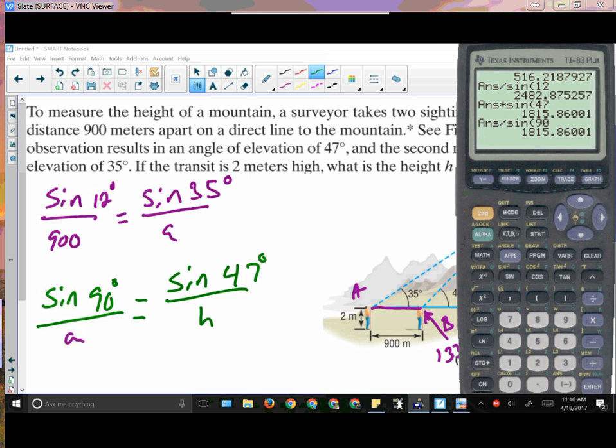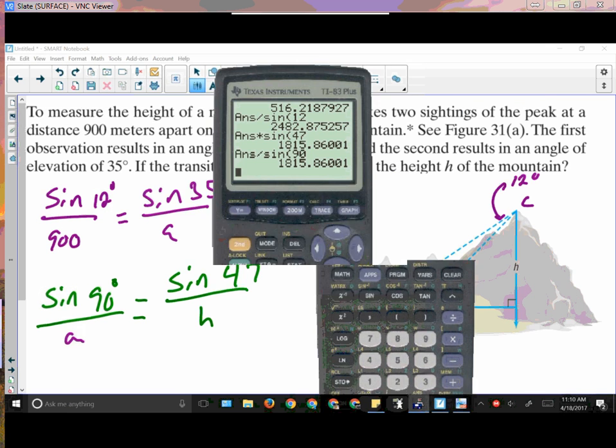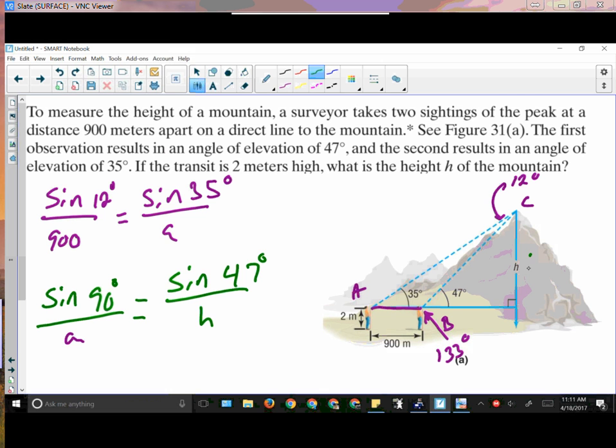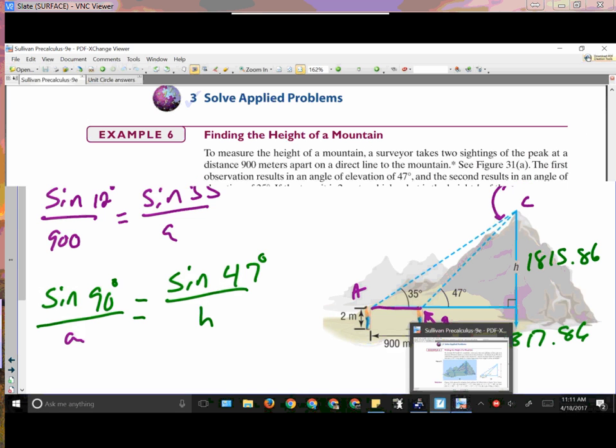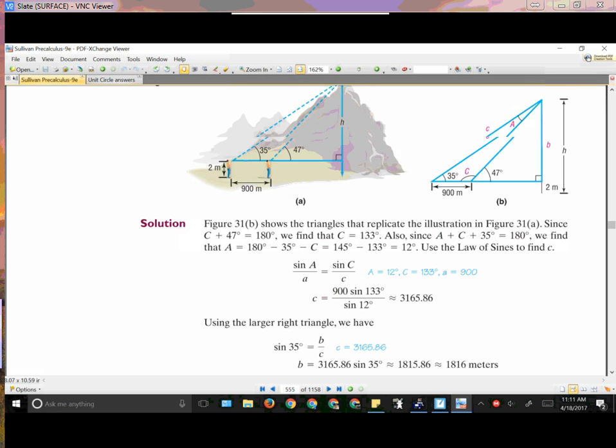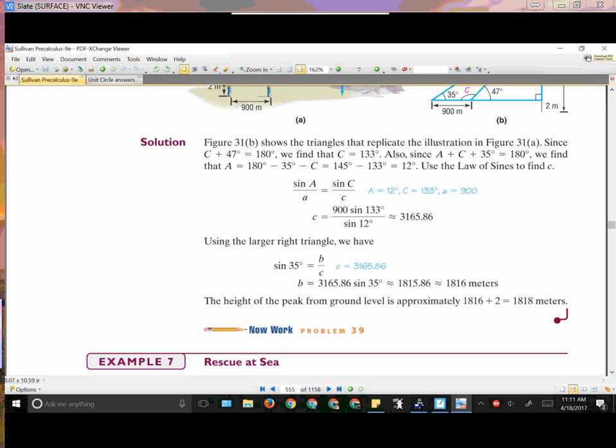1. So that means the height here should be 1815.86. But he's 2 meters off the ground, so that means it should be 1817.86. That should be the height of the mountain. Did I get it right? And when I look at this, I get 1816, and away we go.